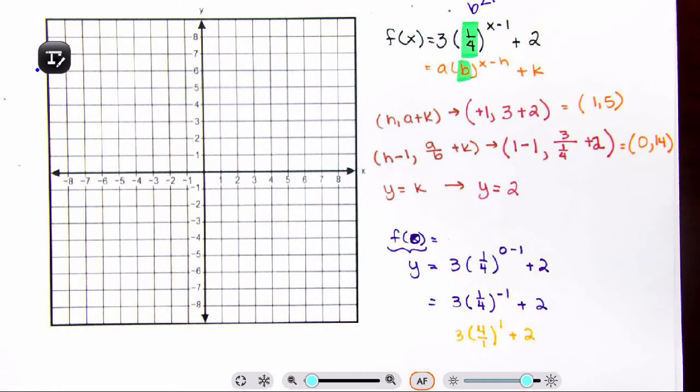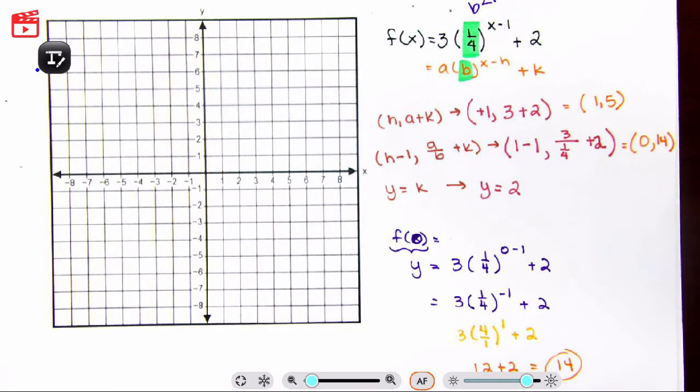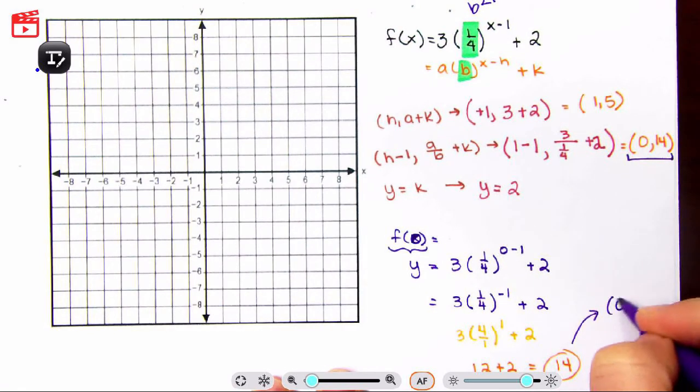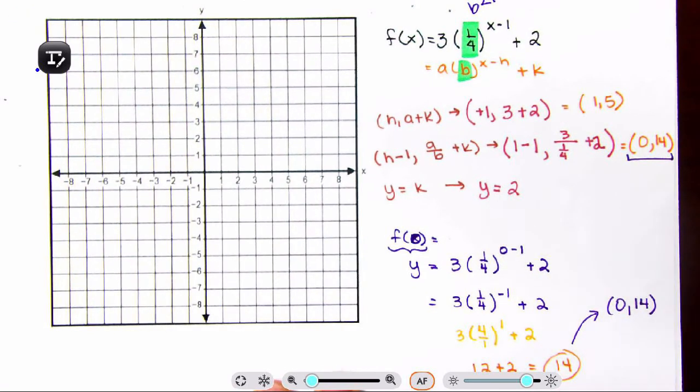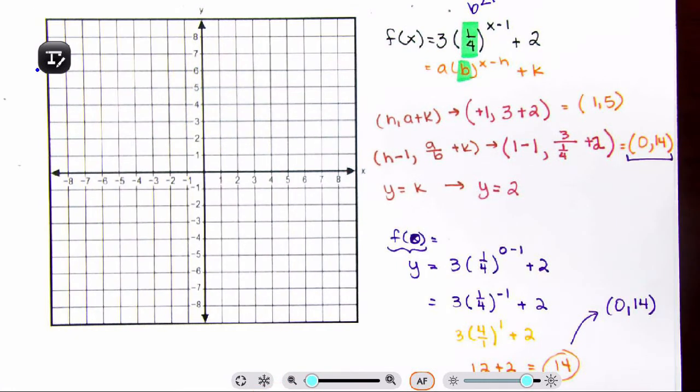So now I have 3 times 4. 3 times 4 is 12 plus 2. I hope you guys are laughing. Check this out. I did all of that work to find the y-intercept when I already have it. So the y-intercept is x is 0, y is 14, and I already had the y-intercept, so I kind of did that for no apparent reason. You just kind of gotta love that math.